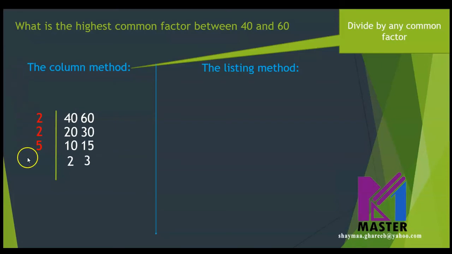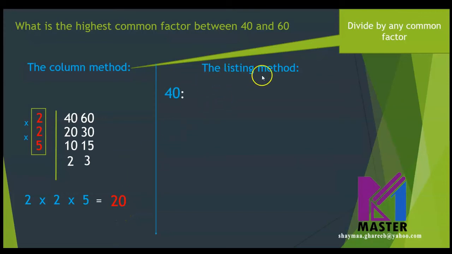Now, what is the next step? I'm going to multiply these three numbers together. So 2 times 2 times 5: 2 times 2 is 4, 4 times 5 is 20, which means the highest common factor between 40 and 60 is number 20.